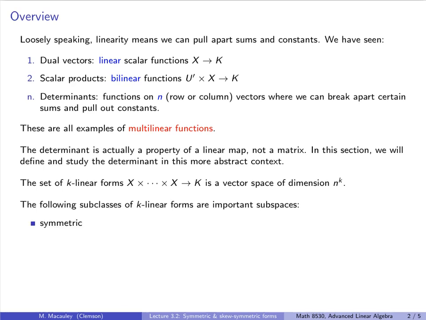There are several important subclasses of k-linear forms that are subspaces of this space, namely the symmetric k-linear forms, the skew symmetric k-linear forms, and finally the alternating k-linear forms. We will introduce the first two of these in this lecture, and then the next lecture will be on alternating k-linear forms.